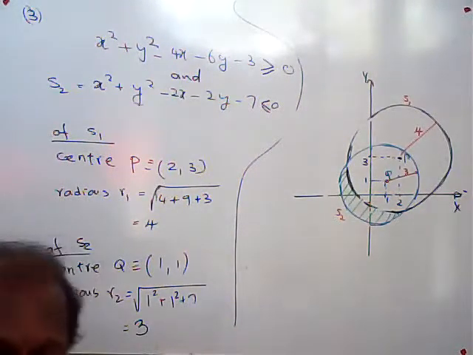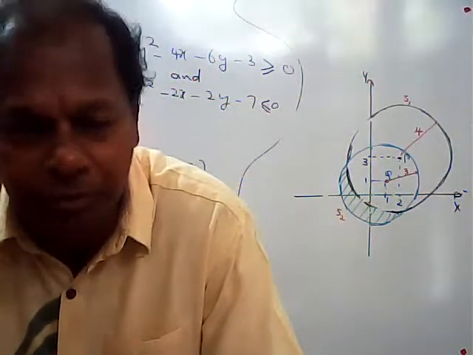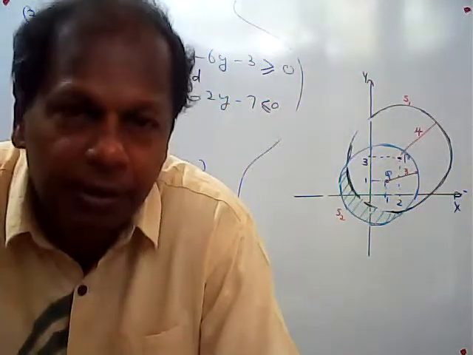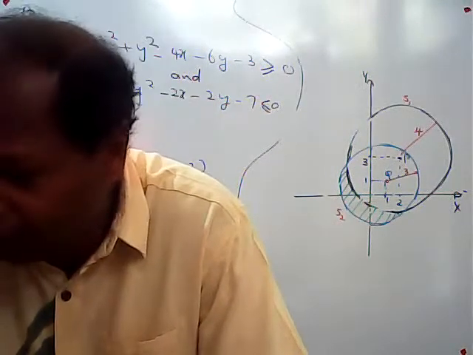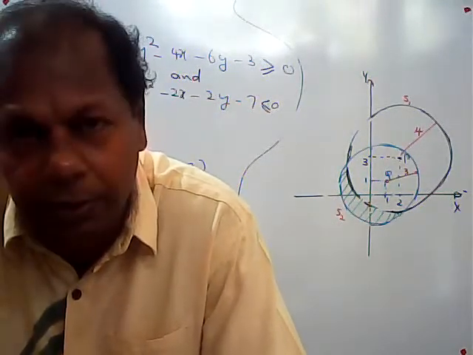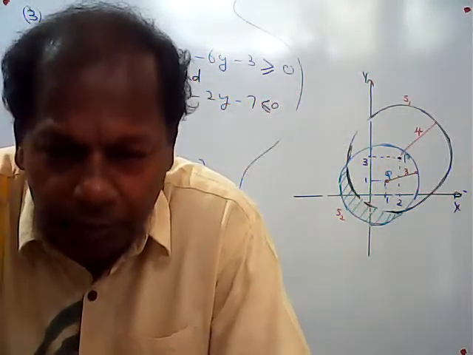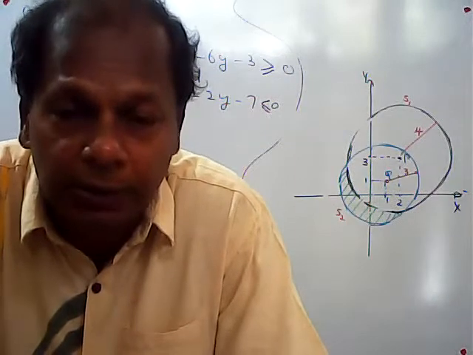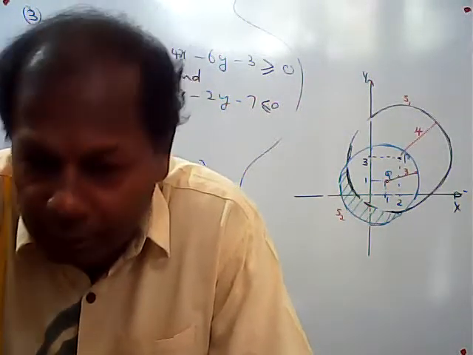Very rarely do you need to find the points of intersection of two circles, or even of a circle and a straight line. That means solving equations and finding points of intersection. Very rarely do we use it.